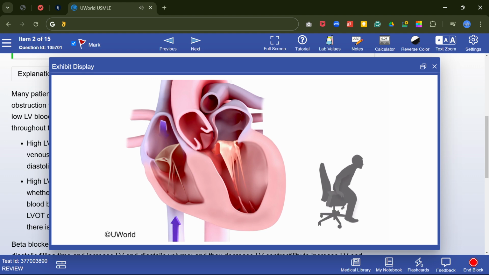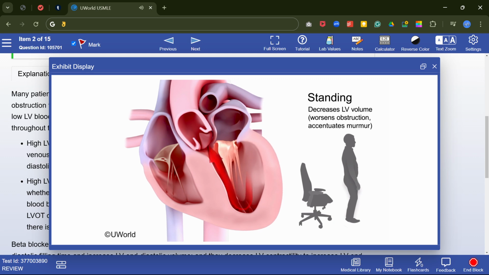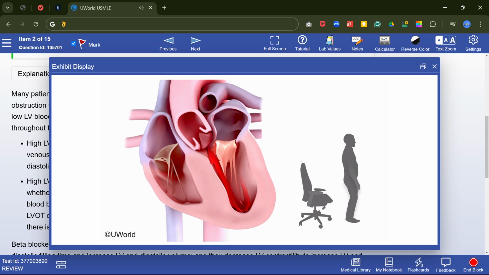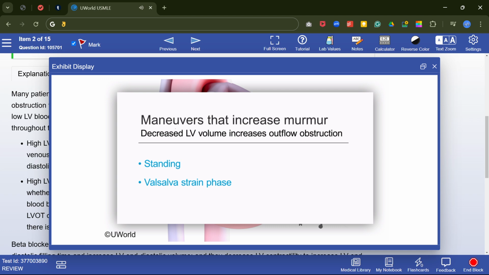Standing causes blood to pool in the legs and reduces venous return to the heart. Left ventricular volume is decreased, which worsens the obstruction and accentuates the murmur. In severe cases, systolic anterior motion of the mitral valve leaflets may further exacerbate the outflow tract obstruction. Other maneuvers that decrease left ventricular volume, such as the Valsalva strain phase, will also accentuate the murmur.